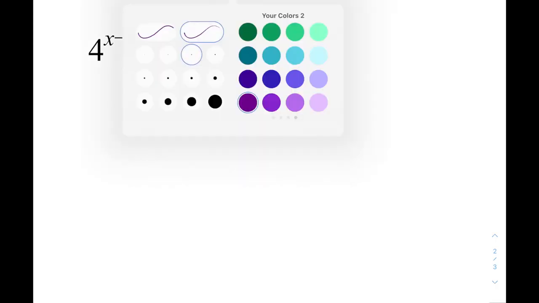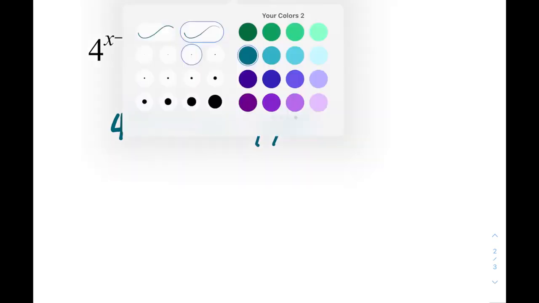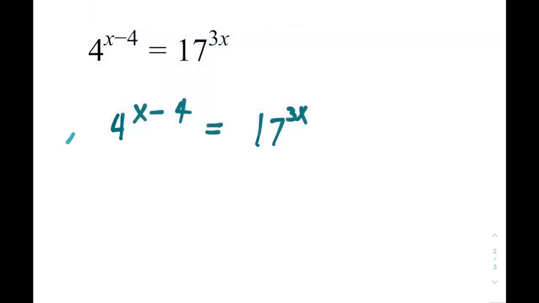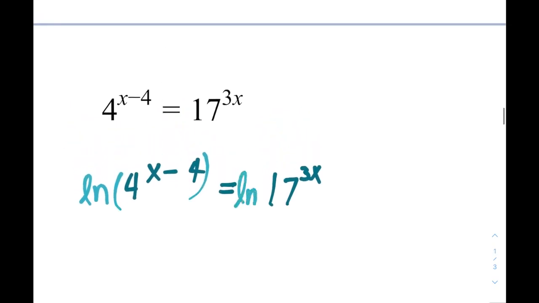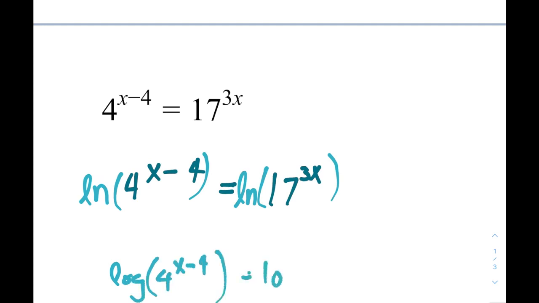So what I'm going to do is, given what I have, I've got 4 to the x minus 4 equals 17 to the 3x. I'm going to take the natural log of both sides. Okay, I want to make it clear. You could also take, if we did log of 4 to the x minus 4 equals log of 17 to the 3x, that would also be perfectly fine. We could also do that. But I like to use natural log because I'm lazy.